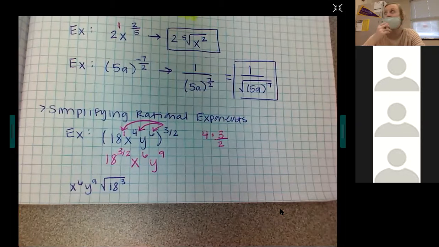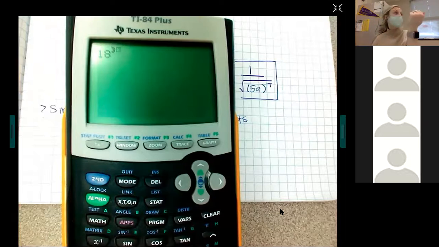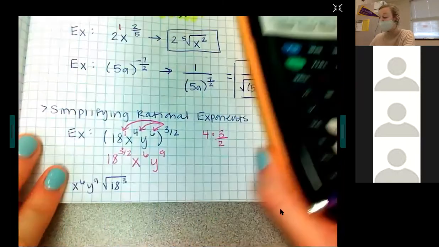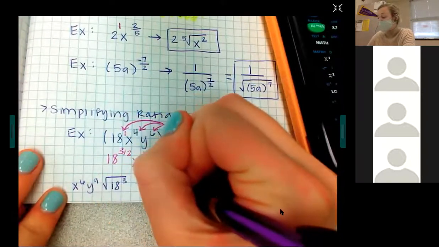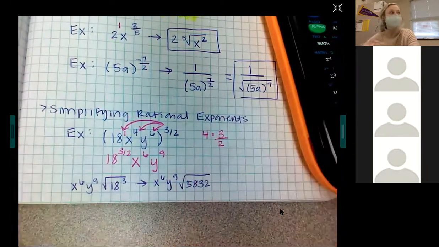All right, so I want y'all to pay good attention. The direction said simplify. So we got to see if we can simplify this radical. So 18 to the 3rd, this is why when I wrote it, I was like, ooh, this is a bad one. I'm going to type it in just so y'all can see. On your test, I will give you calculators, and you can also use Desmos, okay? You type in 18 to the 3rd, 5,832. So we have to simplify the square root of 5,832.